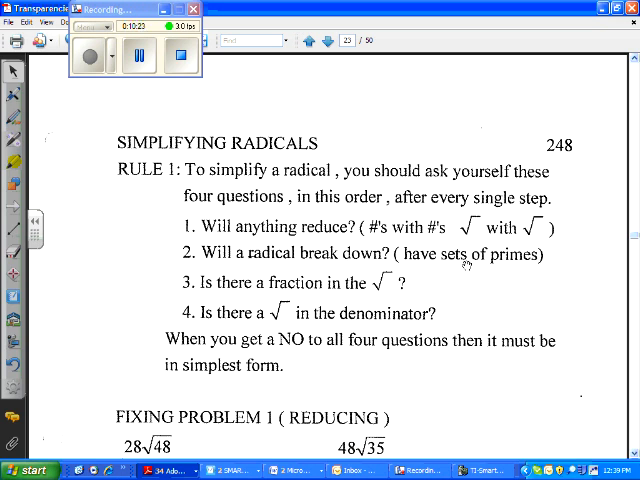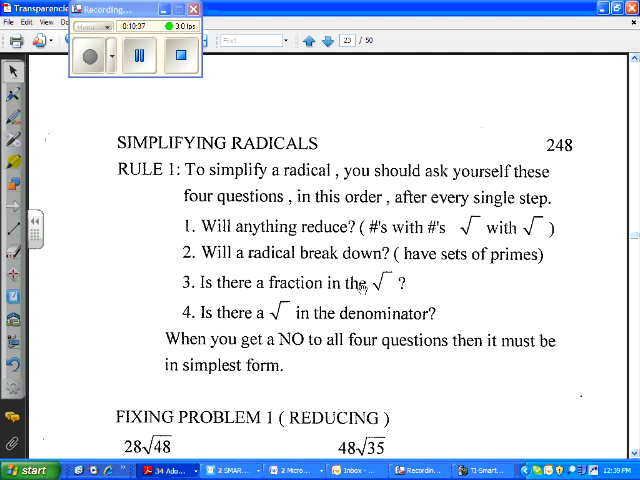Number two, will a radical break down? That means, does it have any perfect square factors other than 1? Or when you do the prime factorization and you try to circle sets of 2, sets of 3, did you get any sets? If it has sets, then it'll break down.